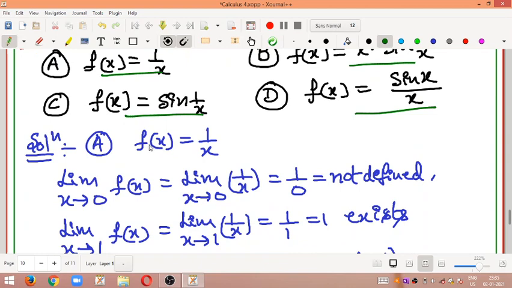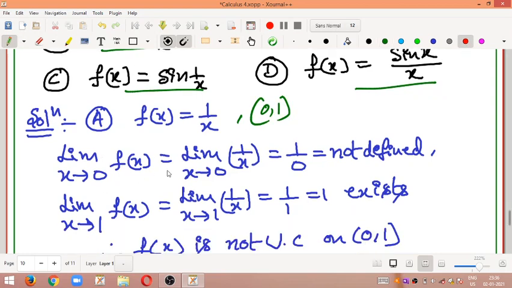First one, f(x) = 1/x. We all know that this is a rational function. A rational function is always continuous. 1/x is a continuous function. So that's why we want to check the next further step on this interval. The limit as x tends to 0 of f(x) equals the limit as x tends to 0 of 1/x, which is 1/0, not defined. Not defined means this function is not uniformly continuous.